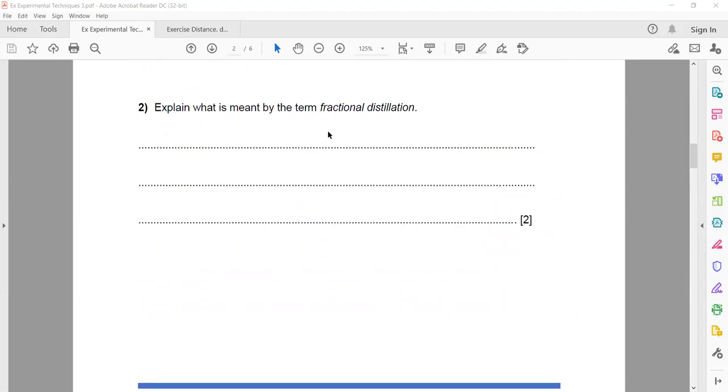Then in question 2, they're asking what is meant by the term fractional distillation. So basically, you have to write the definition of fractional distillation. So fractional distillation is simply separating the substances on the basis of boiling point. Separating two or more miscible substances on the basis of boiling point. This technique is known as fractional distillation.